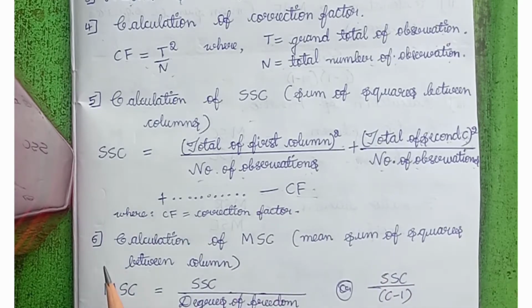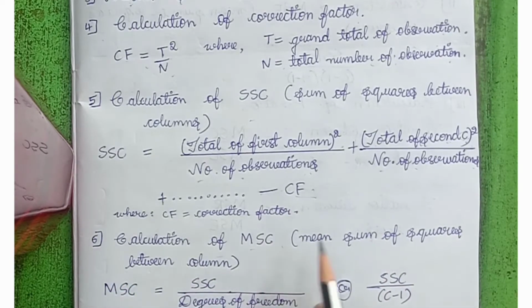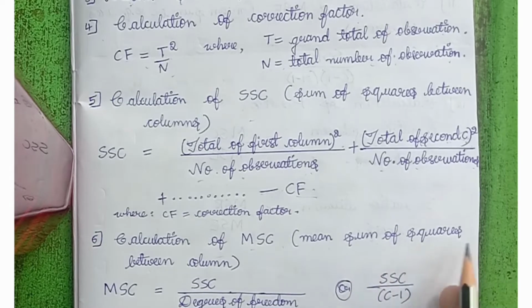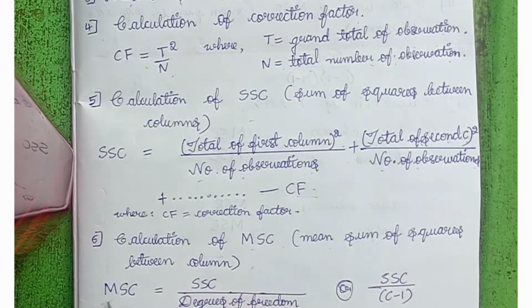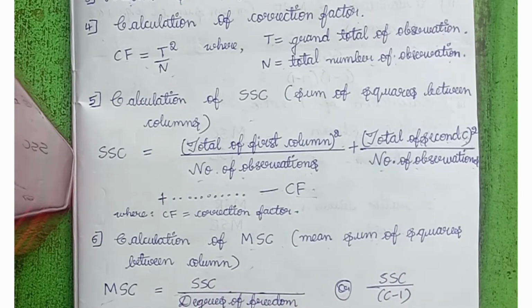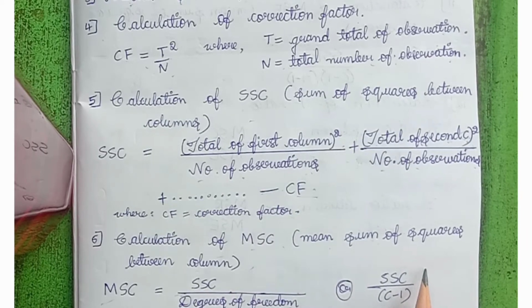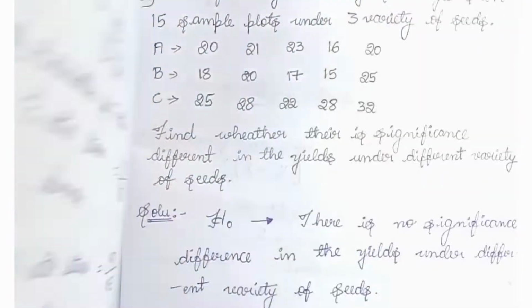So next, sixth step, calculation of MSC. MSC means mean sum of squares between the columns. MSC is equal to SSC divided by degrees of freedom. SSC, as I told, is the sum of squares between the columns, divided by degrees of freedom, C minus 1. So let us move on to the seventh step.